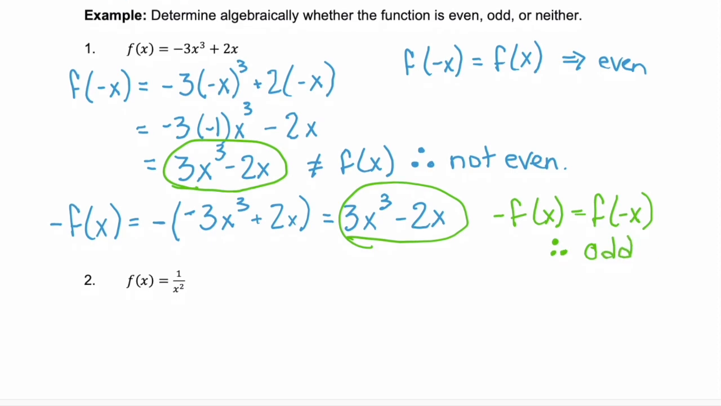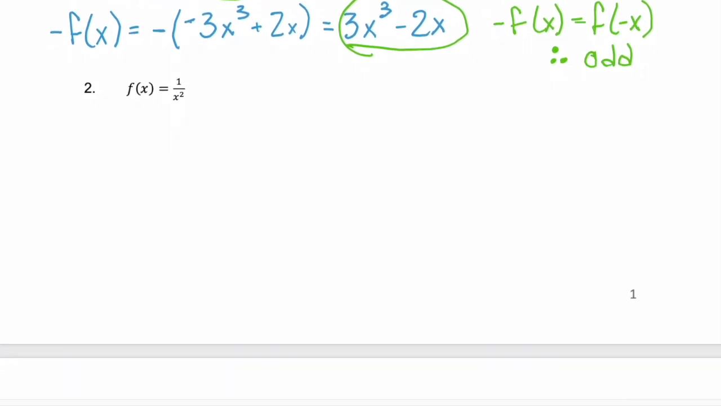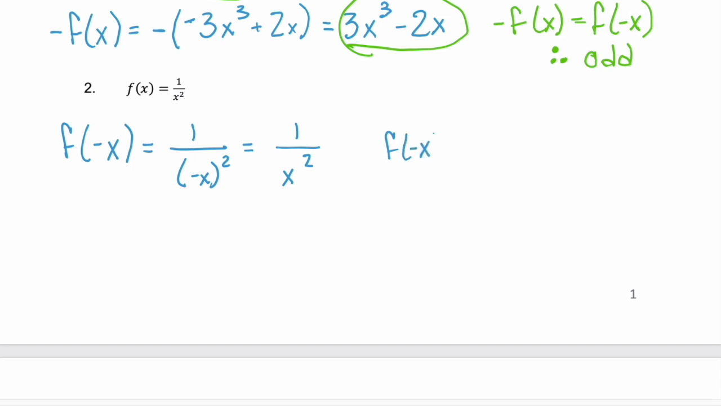Let's try another example. First, we're going to find f of negative x to see if it's even. So we have 1 over negative x squared. And negative x squared simplifies to x squared. This f of negative x is equal to f of x. Therefore, this function is even.